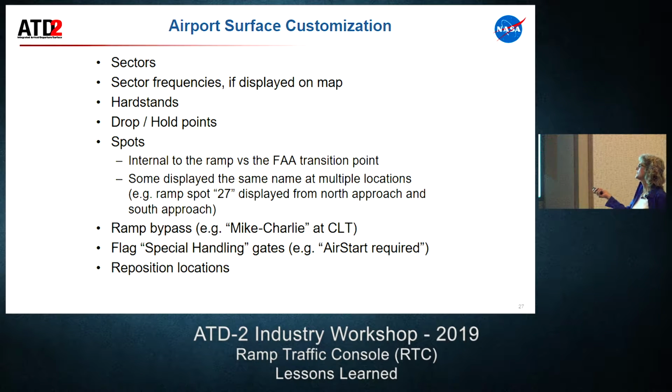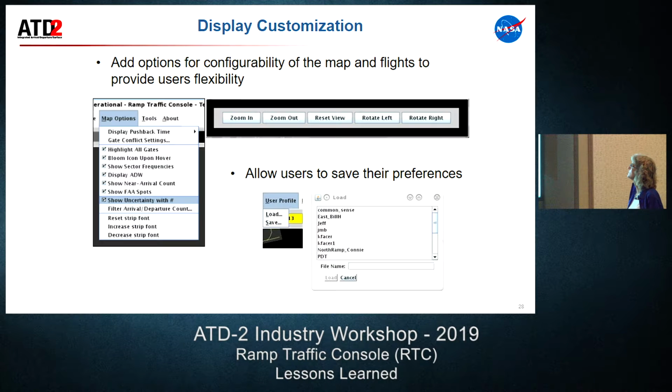The special handling gates: when I showed you the gate statuses, the ones with the red box around them, this is defined in an adaptation file, and in Charlotte those were gates where air start was required. And the reposition locations, north hard stand, west hard stand, cargo, whatever the list of places where you want to reposition flights, that's defined in adaptation.